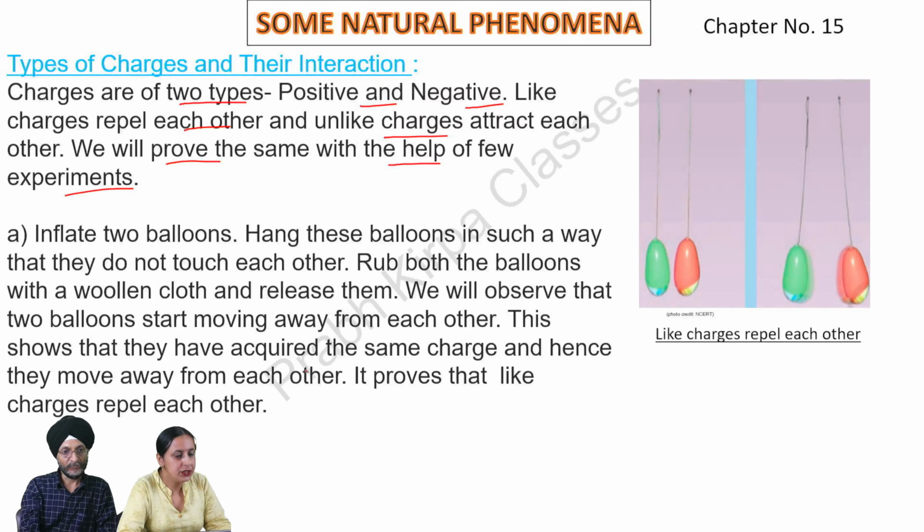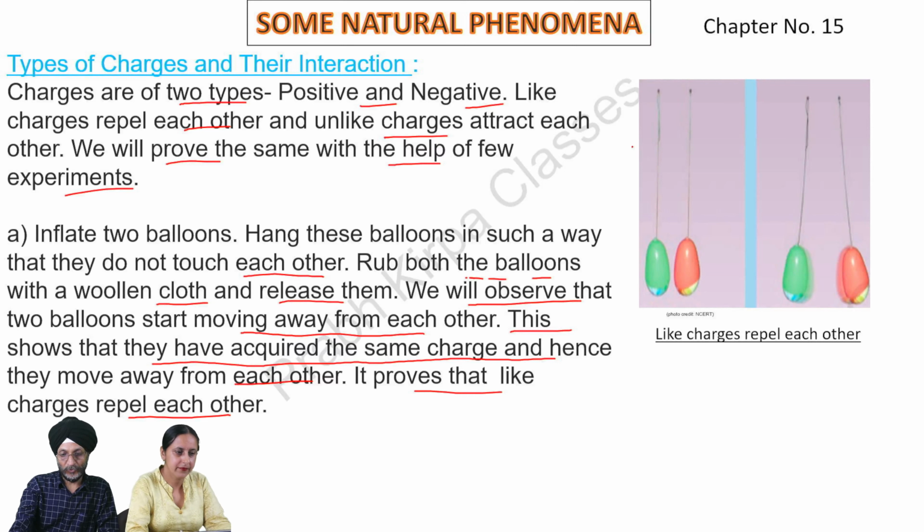A. Inflate two balloons. Hang the balloons in such a way that they do not touch each other. Rub both the balloons with the woolen cloth and release them. We will observe that the two balloons start moving away from each other. This shows that they have acquired the same charge and hence they move away from each other. It proves that like charges repel each other.